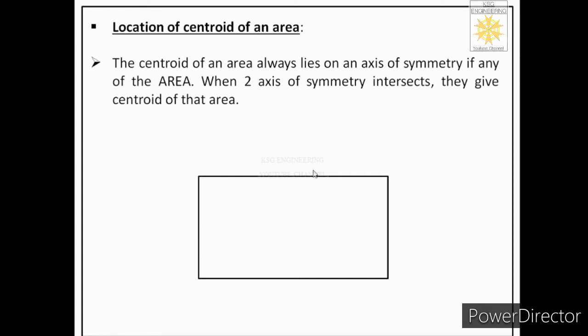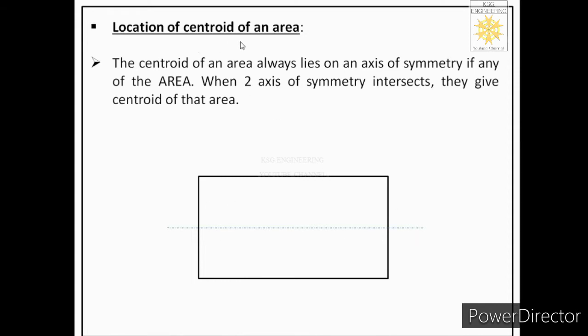Over here we have a rectangular area, and we know that this rectangular area possesses an axis of symmetry. One axis of symmetry is drawn over here. We can say that the upper half of this rectangular area is symmetric to the lower half of the rectangular area. So this axis divides this rectangular area into two equal halves, and we can say this is the axis of symmetry.